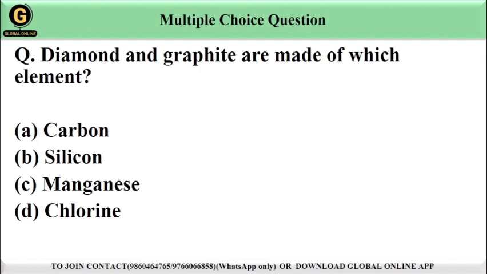Diamond and graphite are made up of which element? We have options for this: carbon, silicon, manganese, and chlorine. Students, both diamond and graphite are made up of carbon. Despite being composed of the same element, they have different structures, which gives them very different properties.